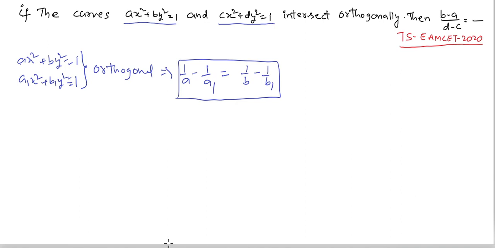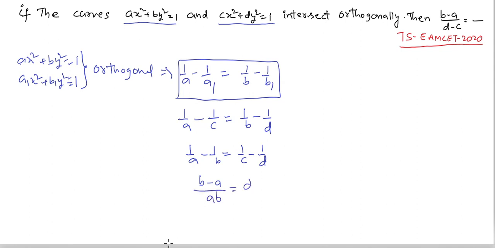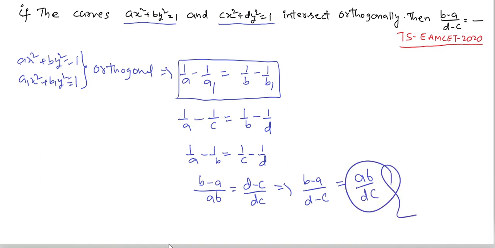So the x square coefficient is a, that is 1 by a, here the x square coefficient is c, that is 1 by c, is equal to 1 by b minus 1 by d. From this, 1 by a minus 1 by b is equal to 1 by c minus 1 by d. Take LCM, that is b minus a by ab is equal to d minus c by cd. From this, b minus a by d minus c is equal to ab by dc. That is the answer.